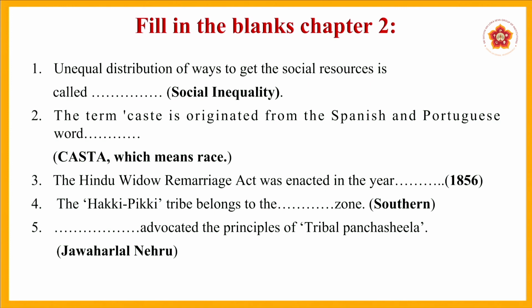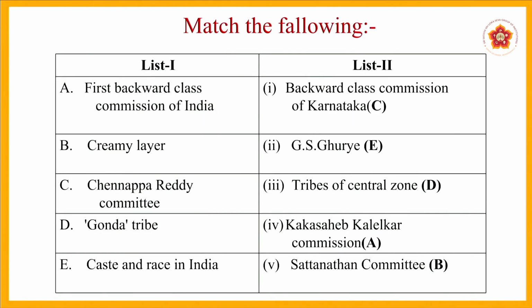So, now come to the fill in the blanks from chapter 2. We have unequal distribution of the ways to get the social resources is called social inequality. The term caste is originated from the Spanish and Portuguese word casta, which means race. The Hindu Widow Remarriage Act was enacted in the year 1856. The Hakipiki tribe belongs to the southern zone. Pandit Jawaharlal Nehru advocated the principles of tribal Panchshila.